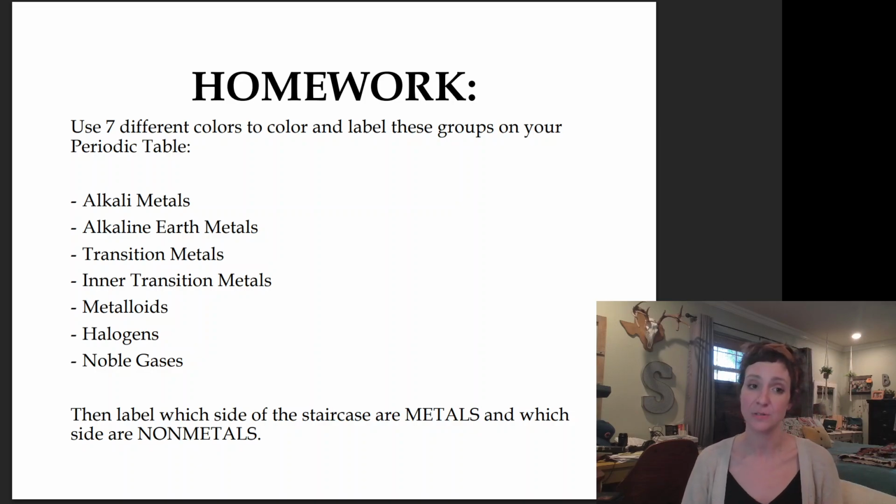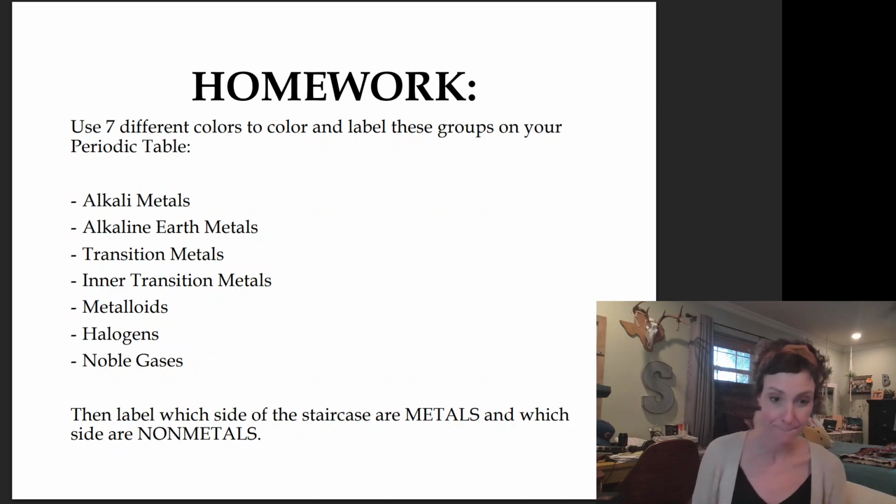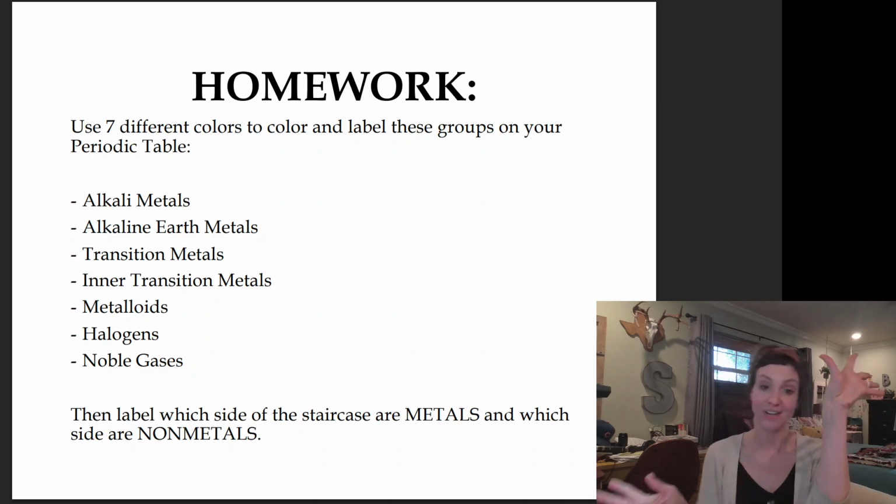The alkali metals, which is our group 1. Alkaline earth metals, which is our group 2. Transition metals, which is the D block. The inner transition metals, which was our F block. The metalloids, which are along the staircase but not aluminum. The halogens, which is group 17. The noble gases, which is group 18. And then you're going to label which side of the staircase is metals and which side is non-metals.